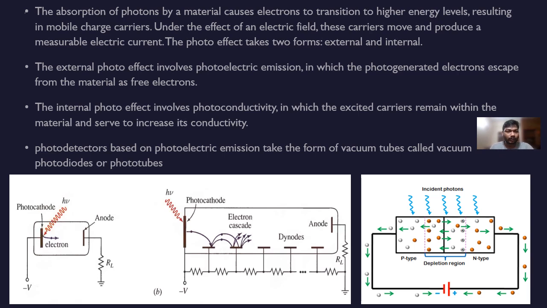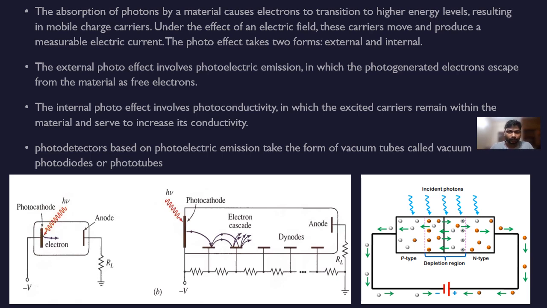The absorption of photons by material causes electrons to transition from a lower energy level to a higher energy level, resulting in mobile charge carriers. As we have already discussed, this is called generation of electron and hole pair. Under the effect of an electric field, these carriers move and produce a measurable electric current. The photo effect can take two forms, as I have mentioned, external and internal. External effect involves photoelectric emission, in which the photogenerated electrons escape from the material as free electrons. The internal photo effect involves photoconductivity.